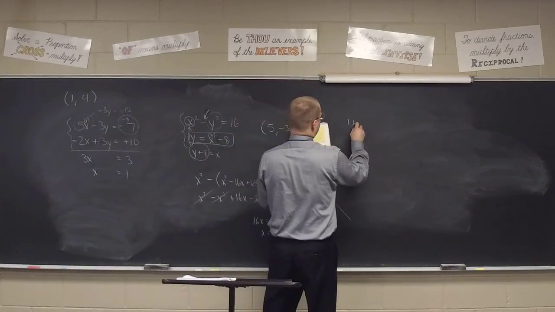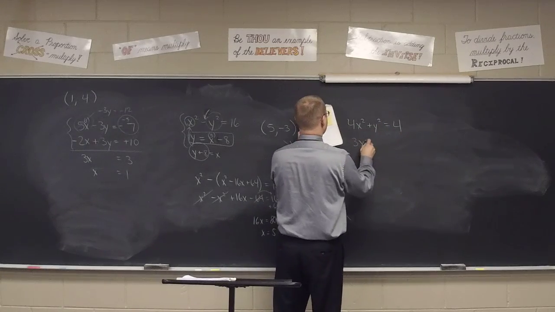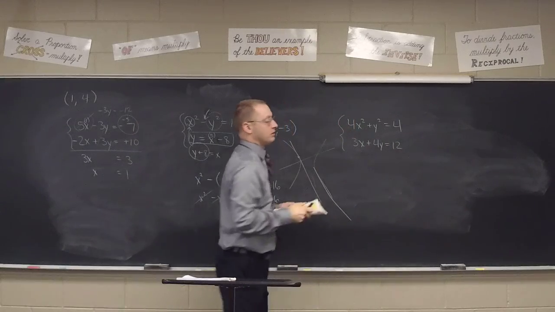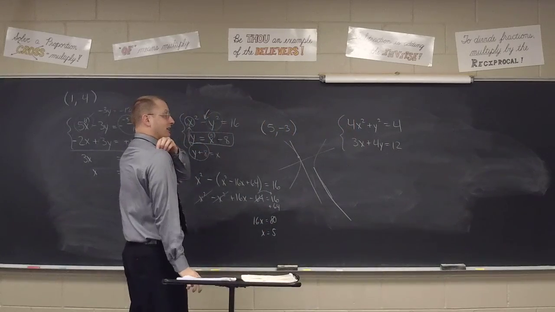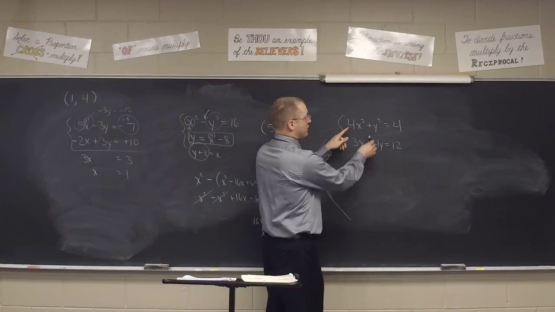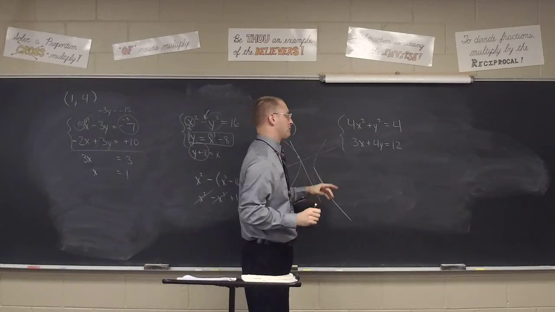We have 4x squared plus y squared is equal to 4, and we have 3x plus 4y is equal to 12. Top equation, what shape? An ellipse, right? We have the plus between them. It's not even a circle. Remember, the circle would be if the numbers match, because then the ellipse is perfectly round. Here it's a distorted ellipse.